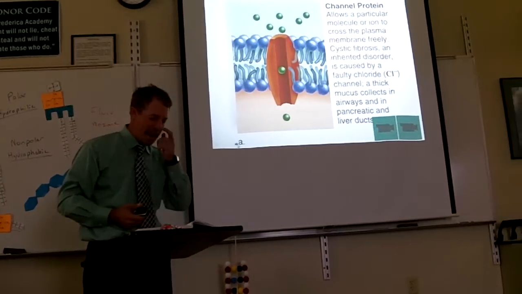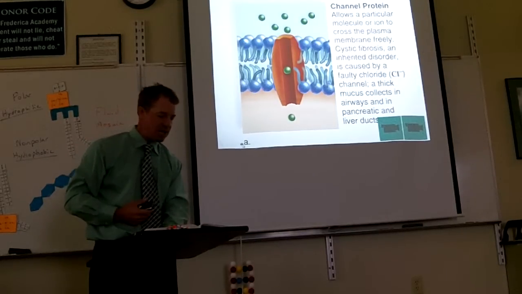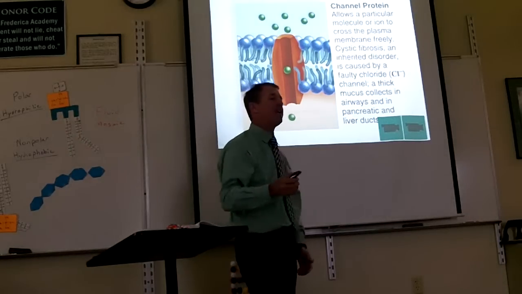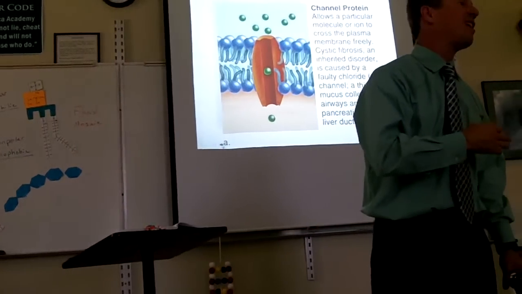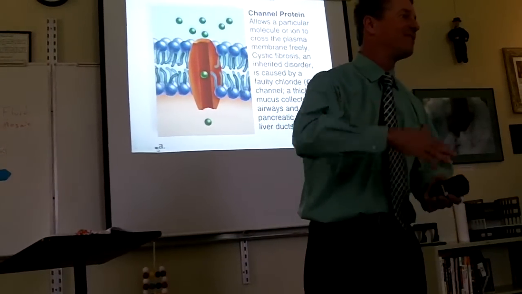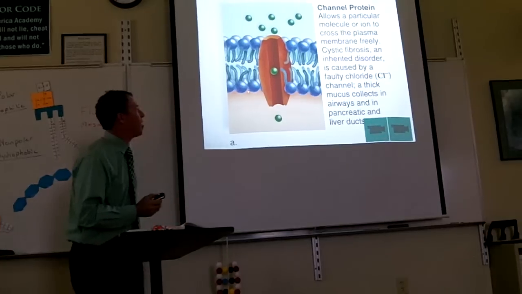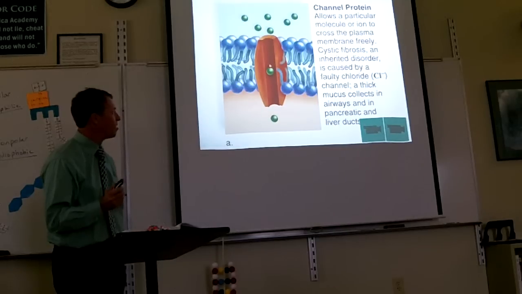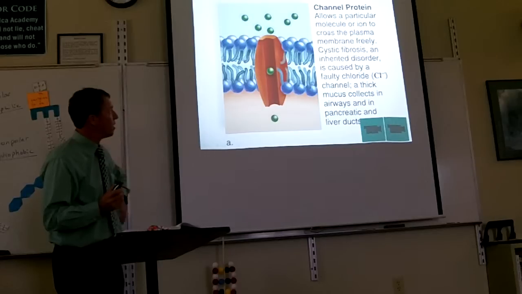On the bottom of page 88, it shows 6 different types of proteins that you would find in the membrane. If you were writing me an essay on this stuff, and I said on the essay, talk about all the different membrane proteins in a page, well, here they are. A channel protein is a protein that forms a hole where stuff can go in and out of the hole. It allows a particular molecule or ion to cross the plasma membrane freely.